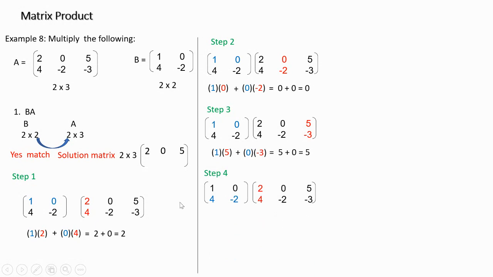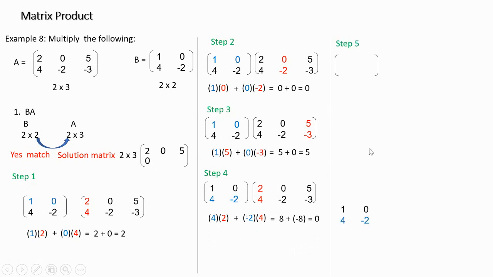And we repeat the same process as we did at the beginning. So now I'm going to multiply 4 times 2 plus negative 2 times 4. It's going to give us 8 minus 8, so the answer is 0. That's the next entry on the matrix. Step 5 is going to be the second row times the second column. So 4 times 0 and negative 2 times negative 2. The answer will be 0 plus 4. The answer is 4. So that's the answer for the fifth entry here.